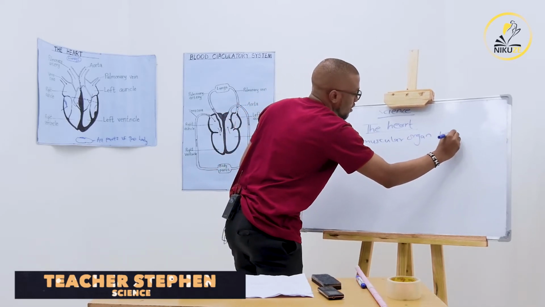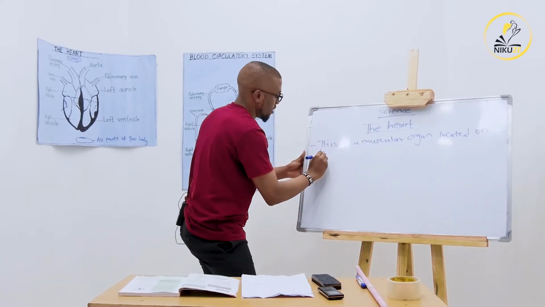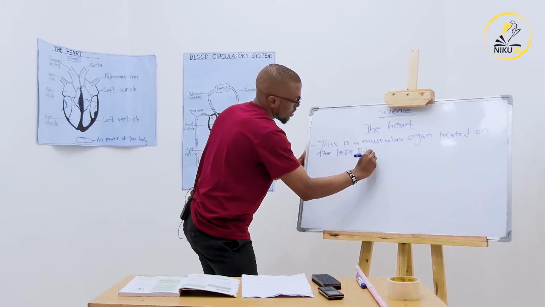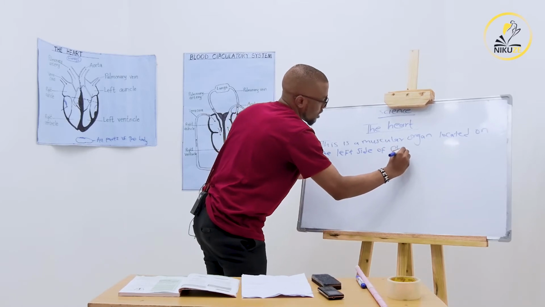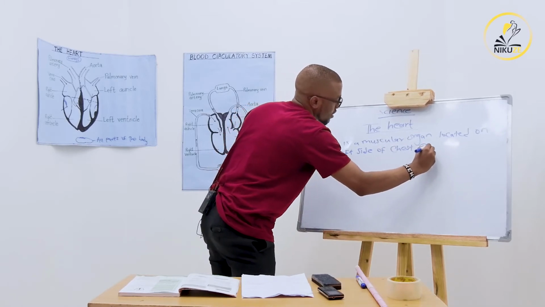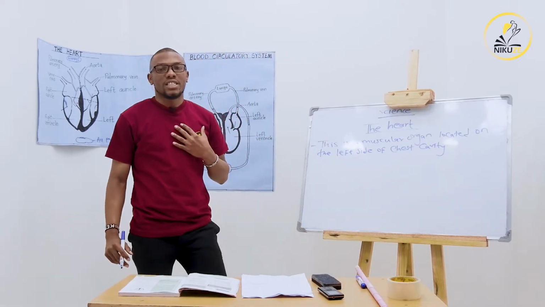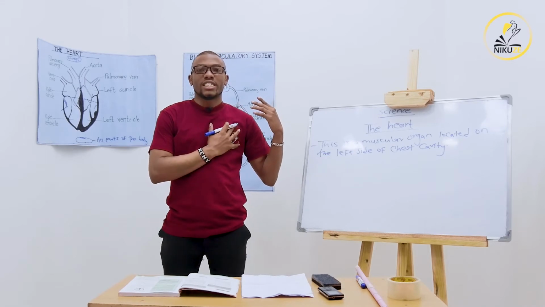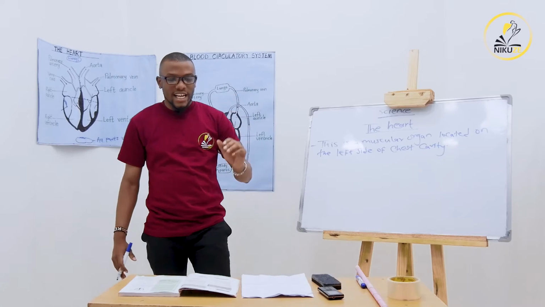Located on the left side of the chest cavity. Now, if you hold your chest, this side is the left side. This is where the heart is located. It is located on the left side of the chest. That's where the heart is.